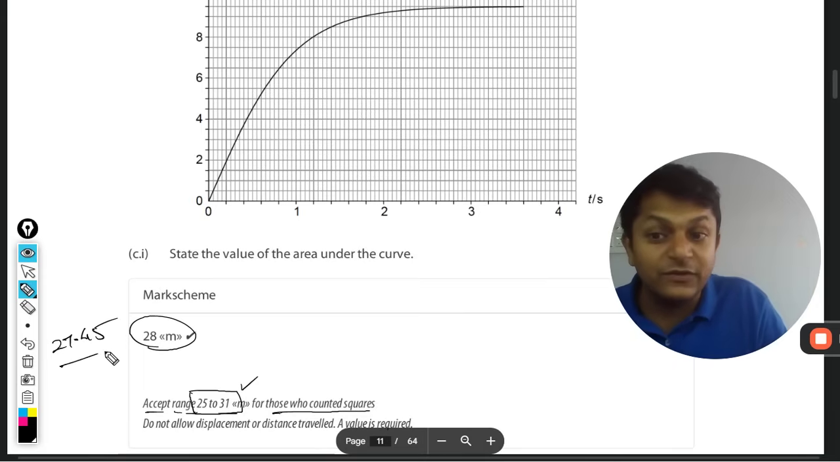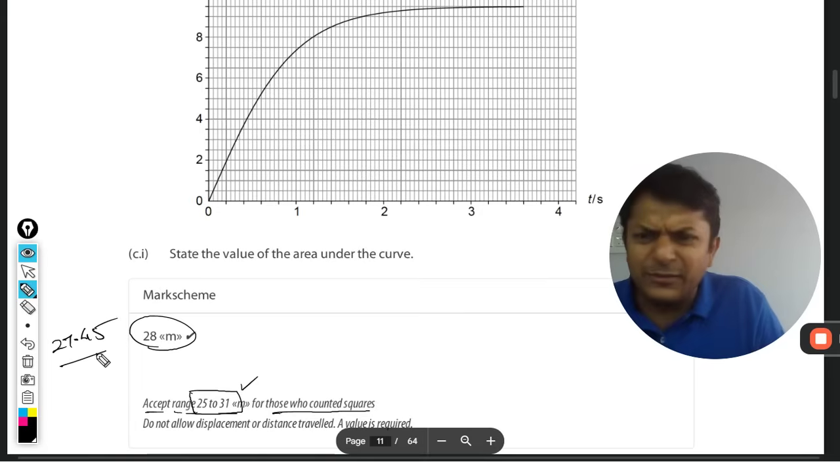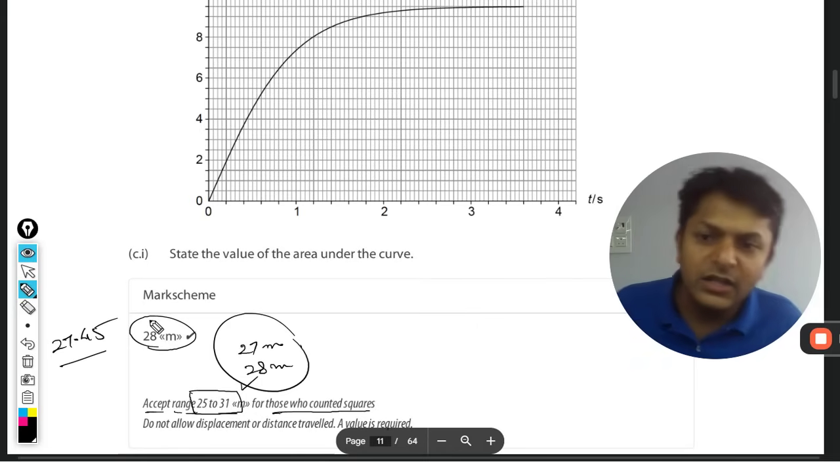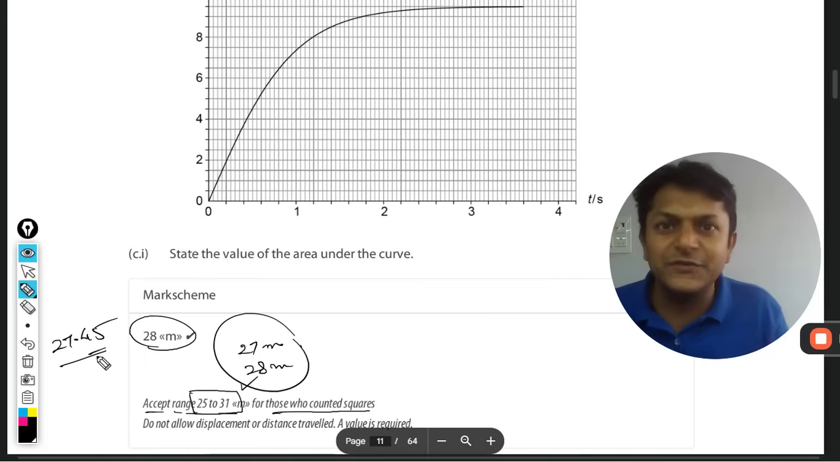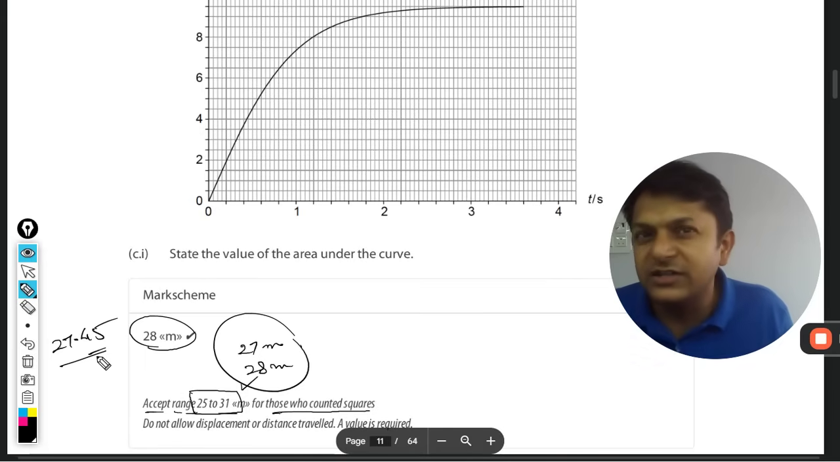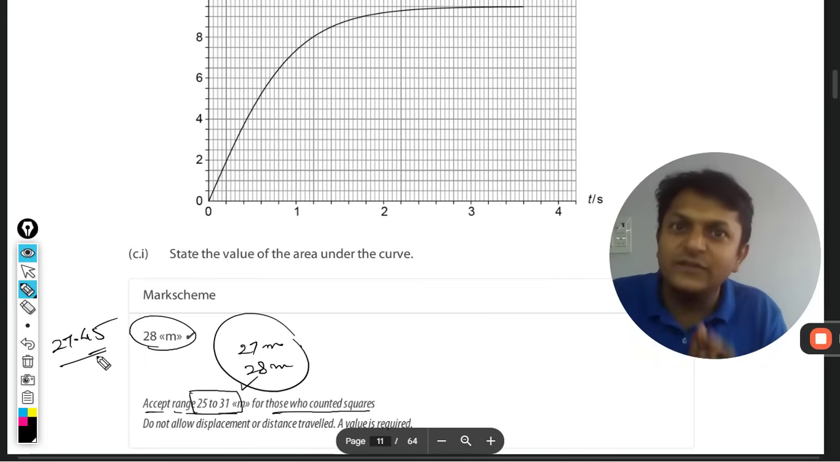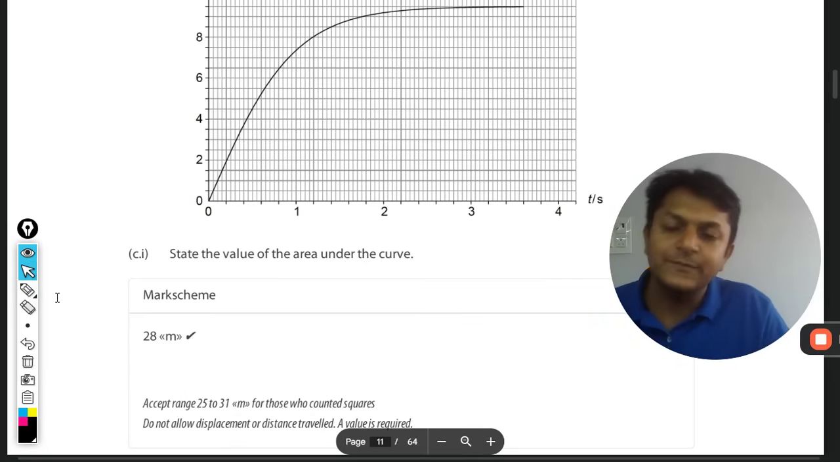So you are getting 27.45. You can just round it off. You can make it 27 or you can make it 28 meters. No problem with that. Clear? Don't go for 0.45. That is too exact. If you are literally counting the number of boxes, you cannot go for 0.45. So you have to give an integer value. So either 27 or 28, both are accepted. You would be getting full score for that.